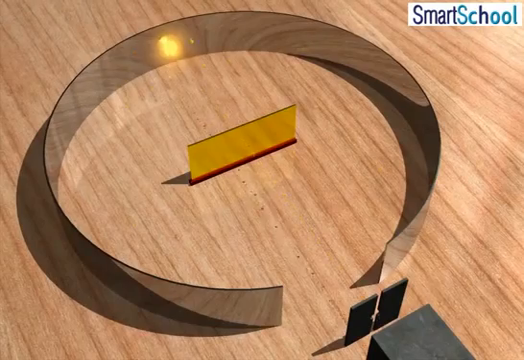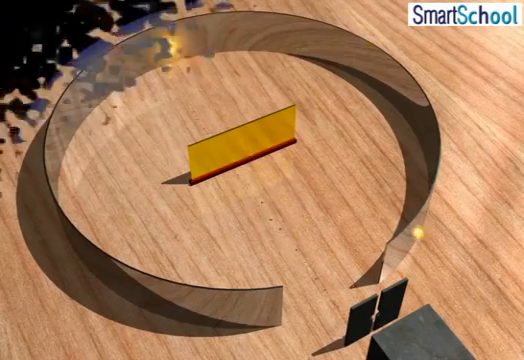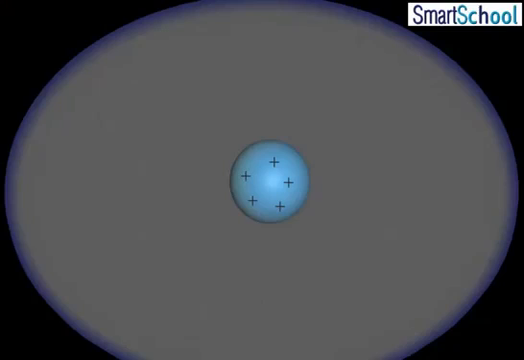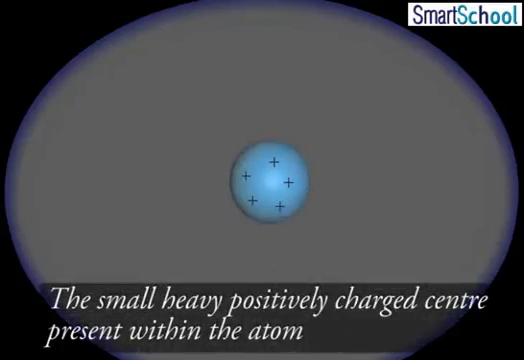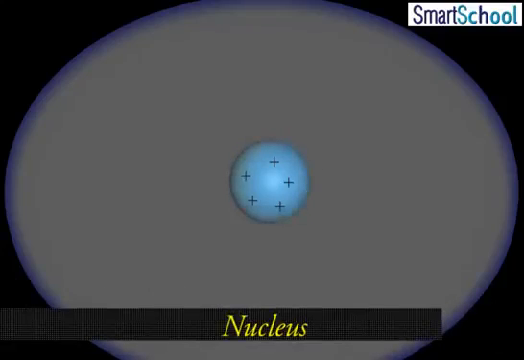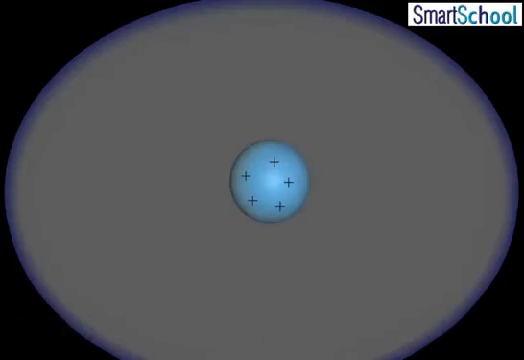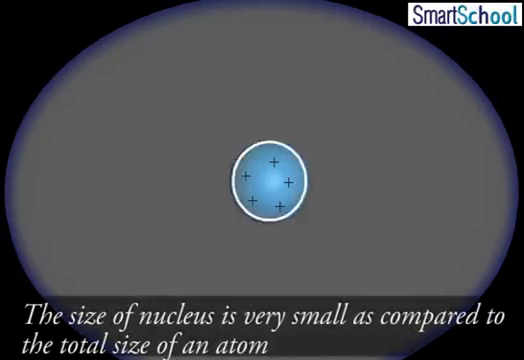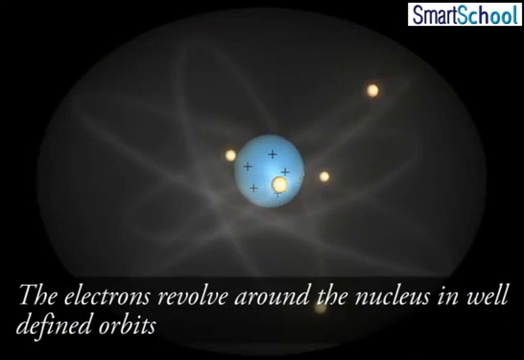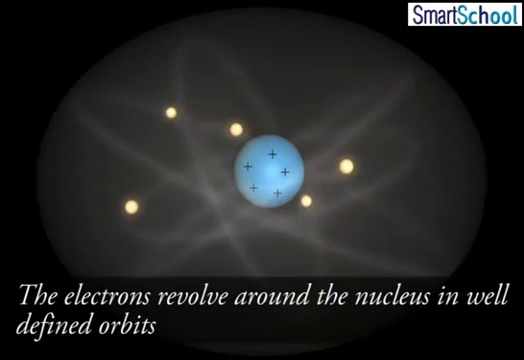On the basis of scattering experiments, Rutherford put forward a model of atom known as Rutherford's nuclear model. There is a positively charged center in an atom called the nucleus, in which all the mass of an atom resides. The size of the nucleus is very small as compared to the size of an atom. The electrons revolve around the nucleus in well-defined orbits.